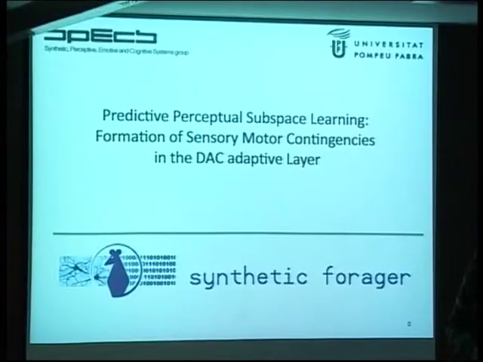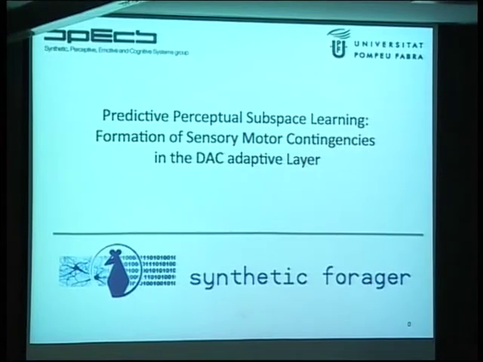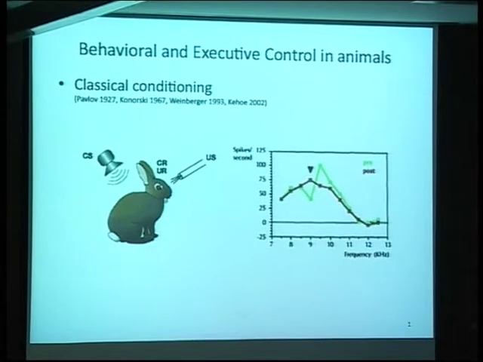So welcome to this first presentation. Paul mentioned that in the DAC adaptive layer, we actually create the sensor-mediated contingencies that are later stored in the contextual layer. So in this presentation, I want to present you the details of how the sensor-mediated contingencies are learned during the interaction with the environment. So the adaptive layer is a model for classical conditioning.